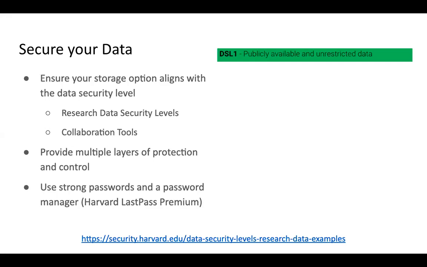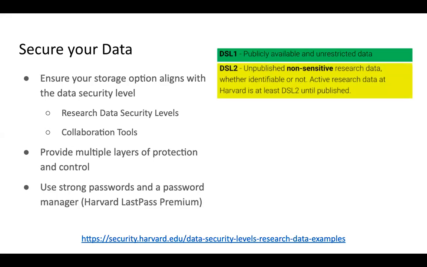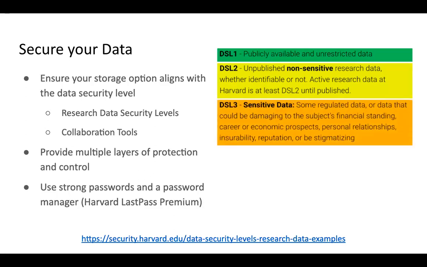And then we have level 2, which is unpublished non-sensitive research data. This is identifiable or not. It's just any active research data. We have level 3, which is sensitive data. And this is regulated data or data that could be damaging to a subject's financial standing, economic prospects, personal relationships. And most of the storage systems through HMS are level 3 security. So any data that fits within security level 3, you can store on an HMS file system.